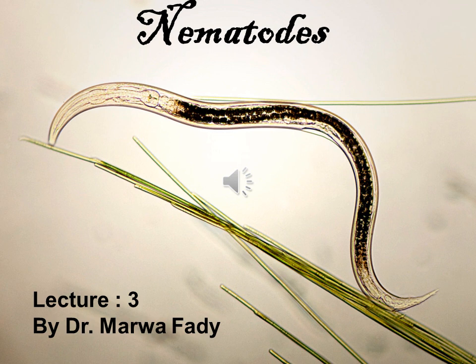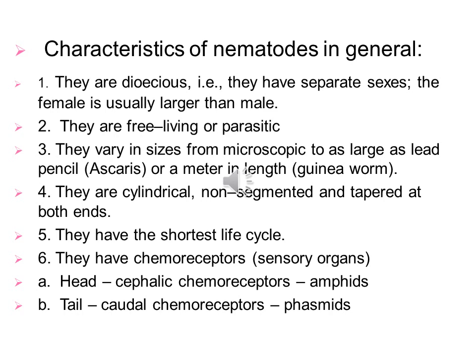Now let's see their general characteristics. They are cylindrical or filariform in shape, bilaterally symmetrical. And they are dioecious, means they have separate sex. The male is separate than female, and usually the female is larger than a male. They vary in size from microscopic to large as a lead pencil, like Ascaris. You can see it by naked eye, or meter in length.